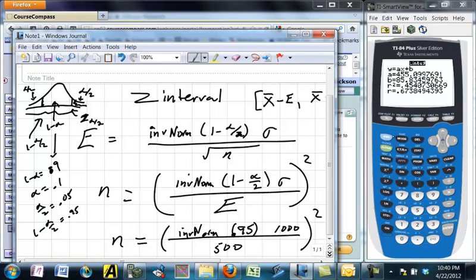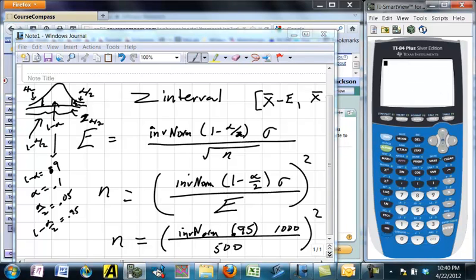So let's do that on the calculator. Parentheses, inverse normal, that's distribution, and that's number 3. And you just put in the area to the left, 0.95, times 1,000, and then divide by 500, and then square the whole thing.